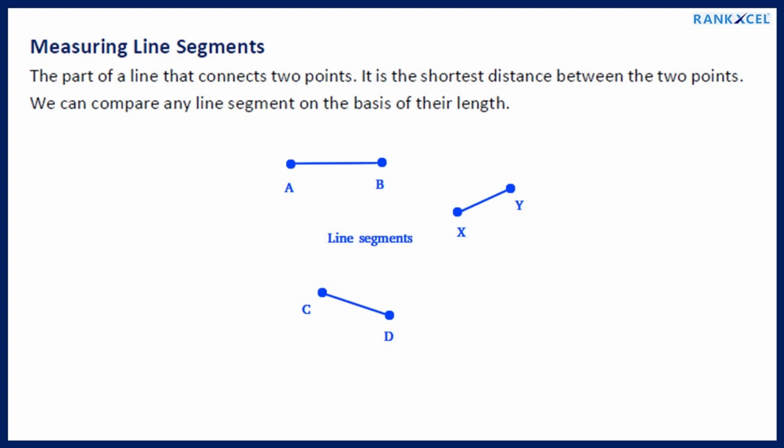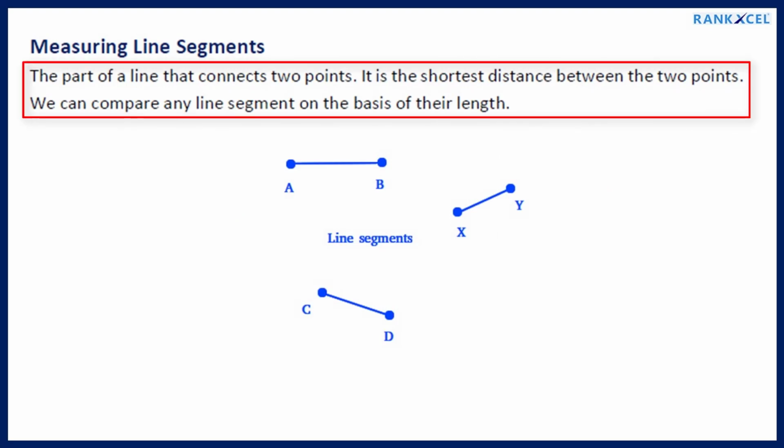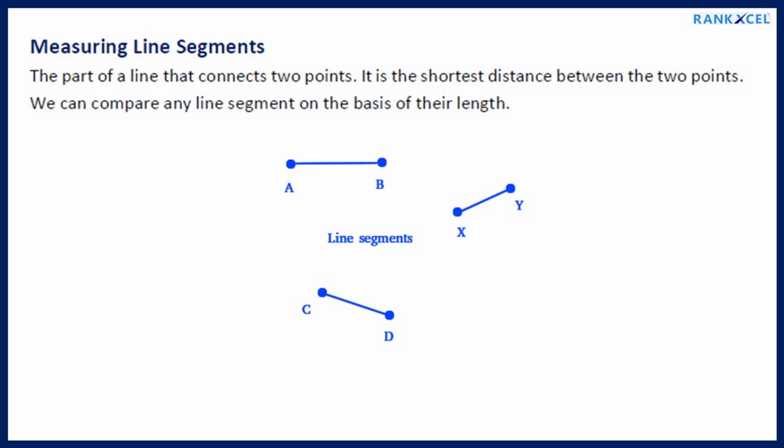Measuring line segments. A line segment is the part of a line that connects 2 points. It is the shortest distance between the 2 points. We can compare any line segments on the basis of their length.